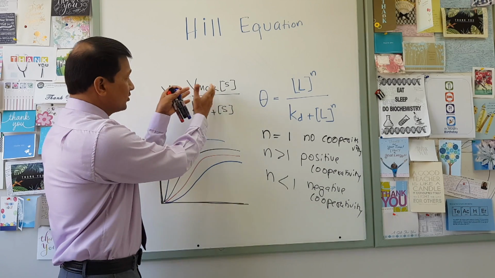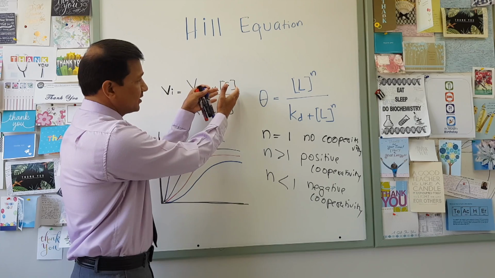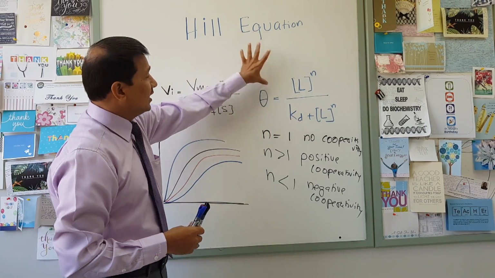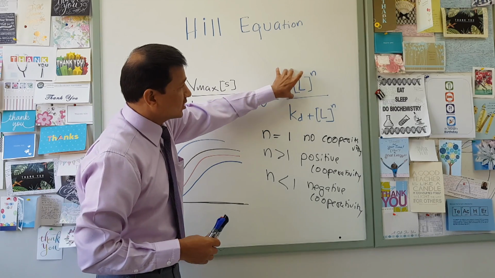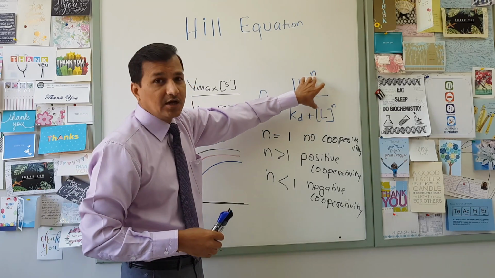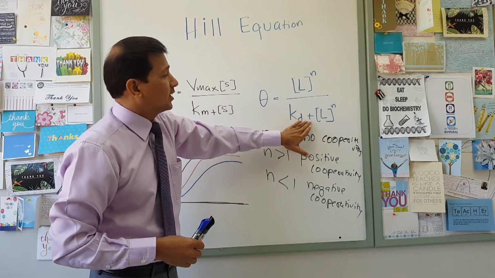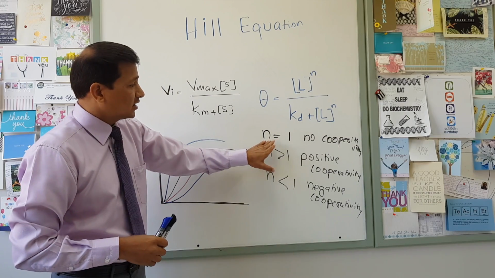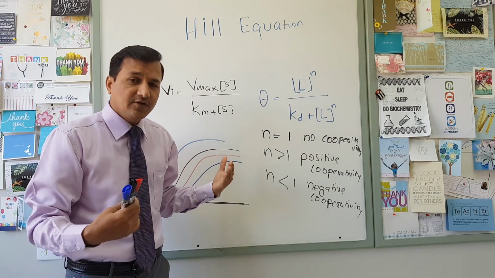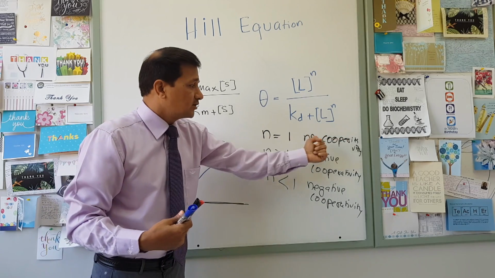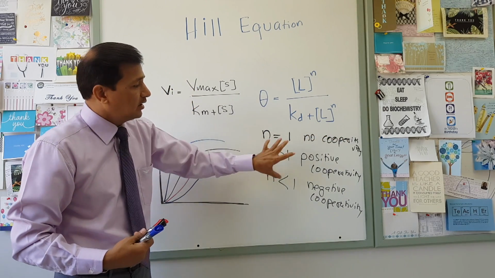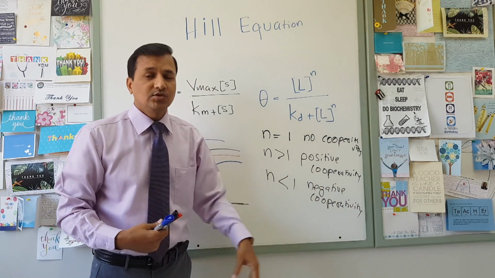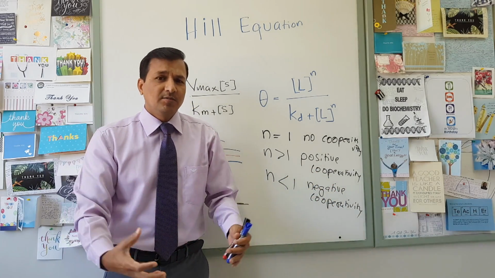That is Vi equals Vmax multiplied by substrate concentration over Km plus substrate concentration. So the Hill equation is theta equals ligand concentration to the power n over Kd plus ligand concentration to the power n. When n, the Hill coefficient, indicates the degree of cooperativity: if it is 1, there is no cooperativity. If it is more than 1, there is positive cooperativity. And if it is less than 1, there is negative cooperativity. So this is all about the Hill equation.